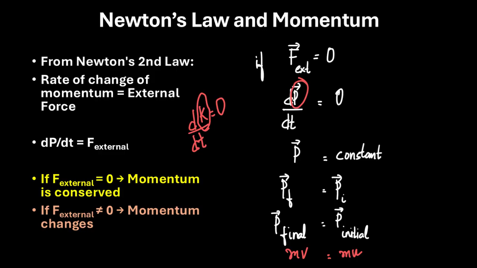Okay. So if F external is equal to 0, momentum is conserved. If F external is not equal to 0, momentum changes. This is where the whole discussion is primarily based: if F external is not equal to 0.